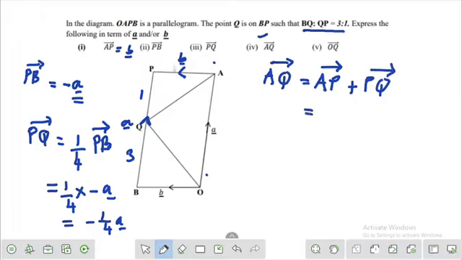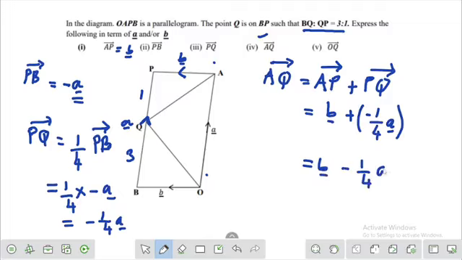So AP, we have a B vector here, plus our PQ. This is what you have answered right here, which is negative 1 over 4. So here we put in brackets negative 1 over 4A. So from here, we are going to say B vector, positive times negative, we'll get negative 1 over 4A vector. So this is our answer. This is our AQ. I hope this is clear. Let us now move on to the last one.